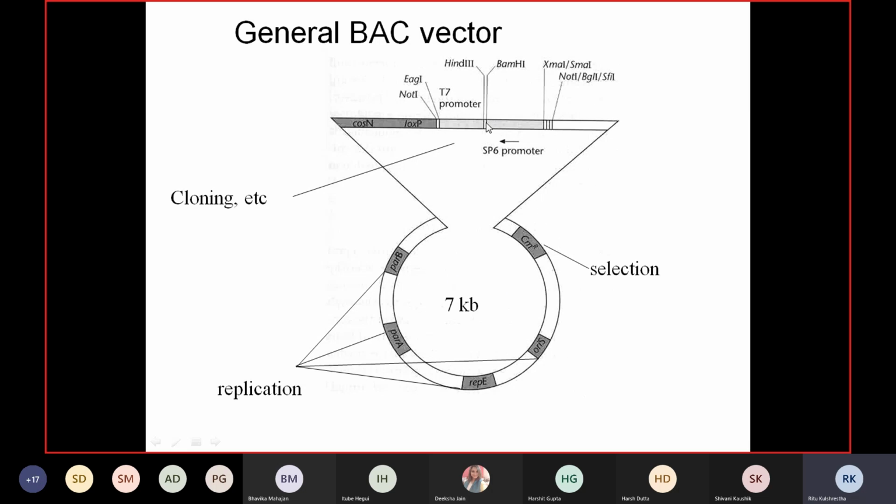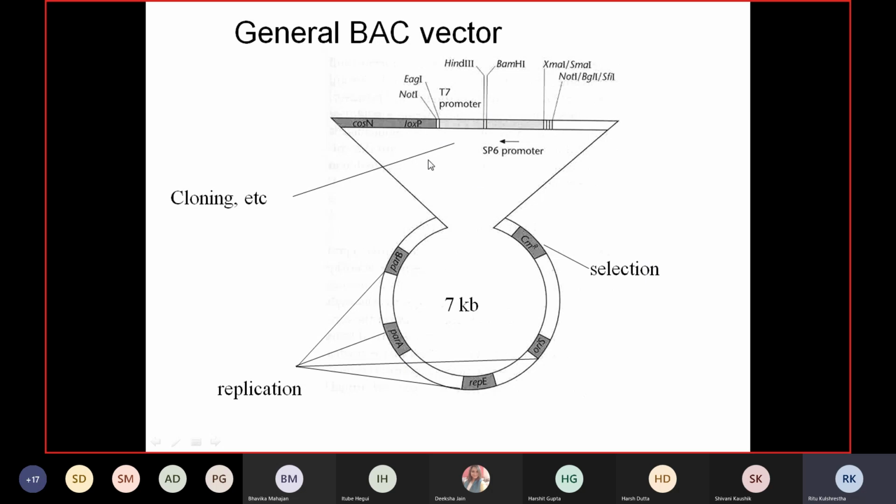But if I have cloned my DNA into the BAC vector, which is in the range of several hundred kb, I mean up to 300 kb, then the chances of these sites being present in multiple regions throughout 300 kb is very high. So it's very difficult to find a unique restriction site for these recombinant BAC vectors. So for that purpose, they have introduced lox sites.